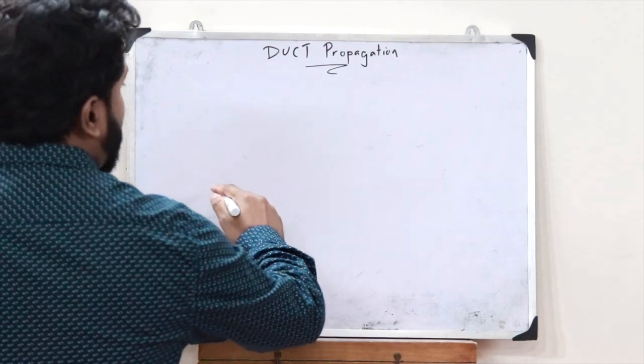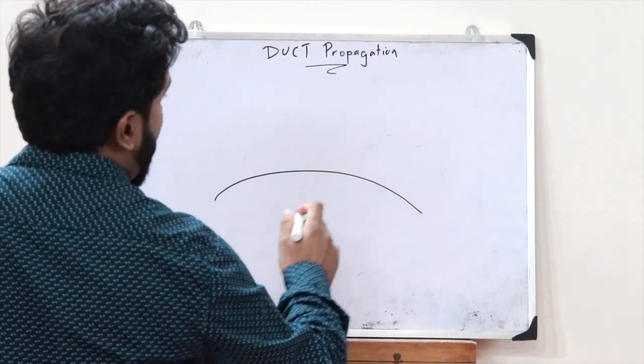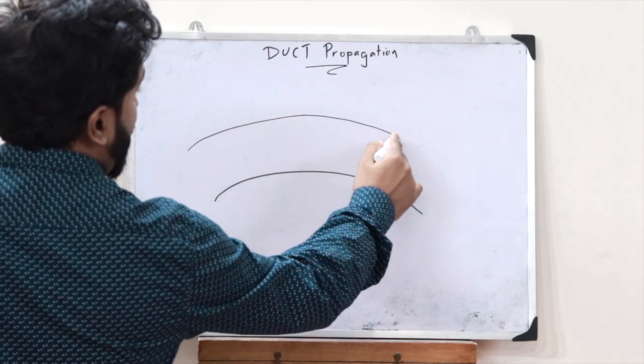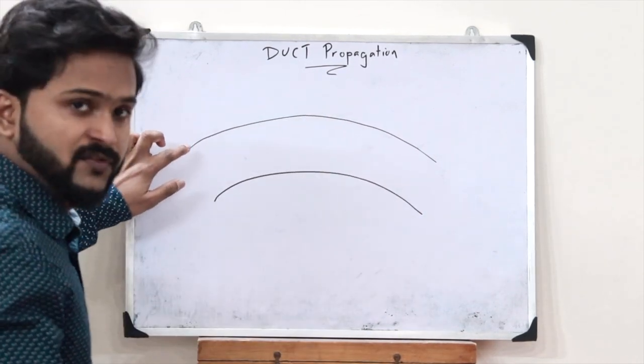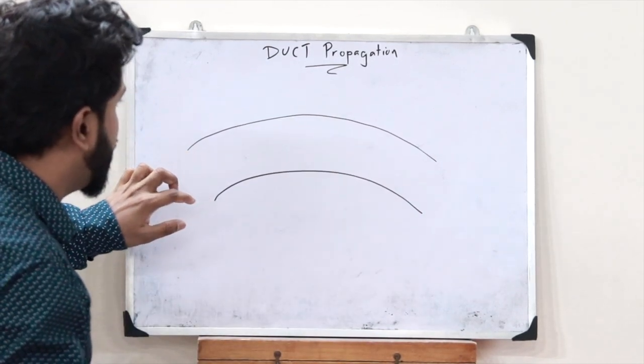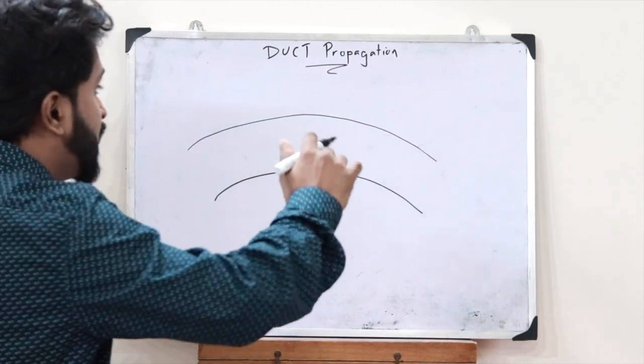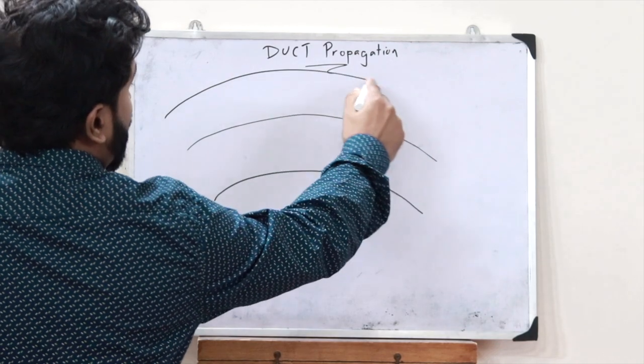So today in this video, we will be discussing duct propagation. So what do you mean by duct propagation? Well, let's find out. We know that on top of the Earth's surface, there is a layer referred to as the troposphere, which is present at around 16 kilometers from the surface of the Earth. And above the troposphere, there is another layer which is referred to as the ionosphere.